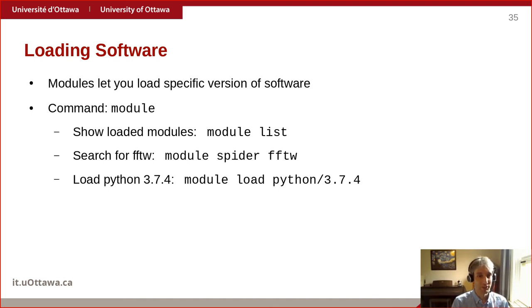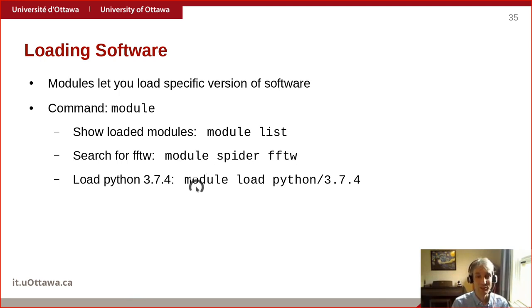I have a few sample commands here. If you want to show the currently loaded modules, you can type module list. By default, you'll already have some modules loaded, like the GCC compiler, because that's pretty much always needed. And then we have module spider. Spider basically means search. So you can search for certain software. If you want to use the fast Fourier transform libraries, you can use module spider FFTW, and it will list all the versions it has of the FFTW library. So if you need a specific version for your Fourier transforms, you can use that. Although I think FFTW in particular is pretty stable, so you can just use whatever.